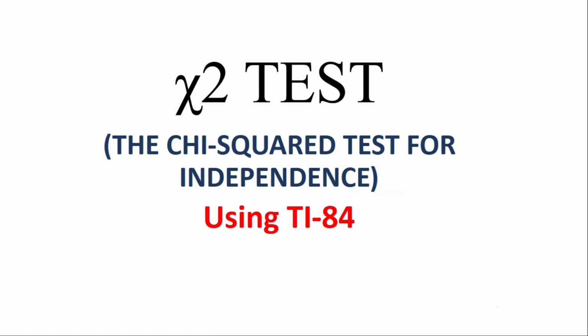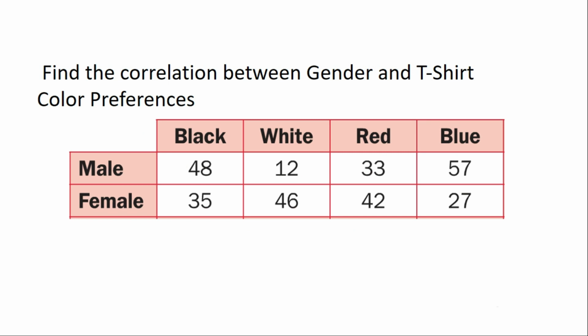Today's video, you will be watching how to use the TI-84 to perform the chi-square test for independence, or just the chi-square test. I've taken this question to find the correlation between gender and t-shirt color preferences.